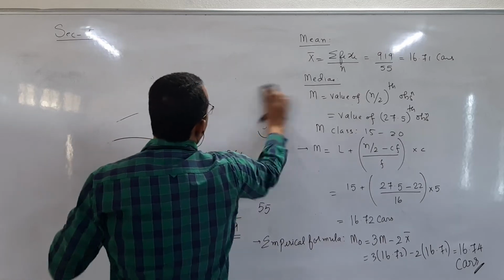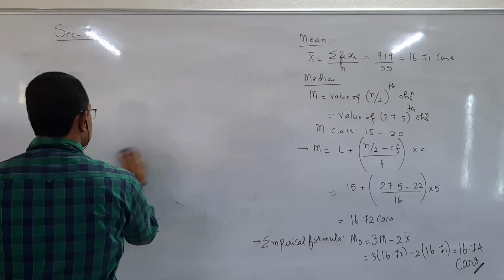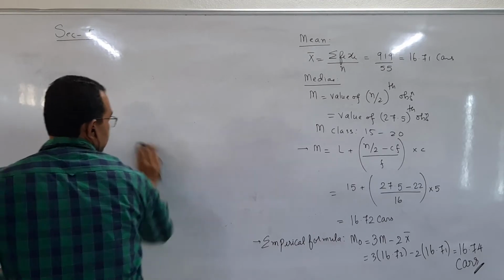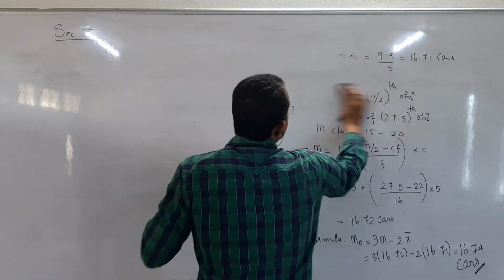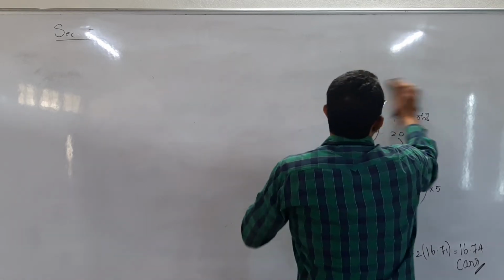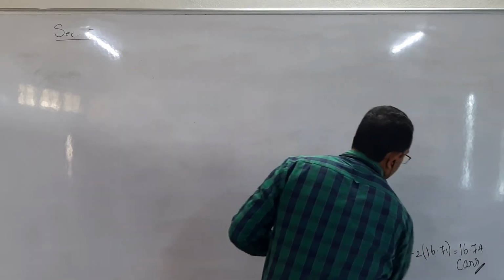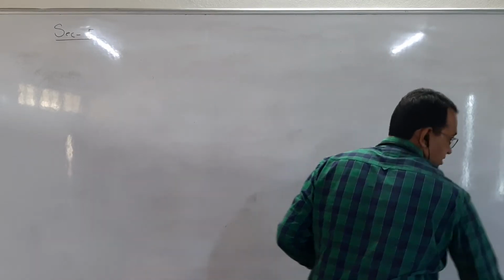Now, students, in the fourth sum, we are told to find mean and median. We are told, students, to find mean and median in the fourth sum. Let us do it, students. And the given distribution is exclusive.